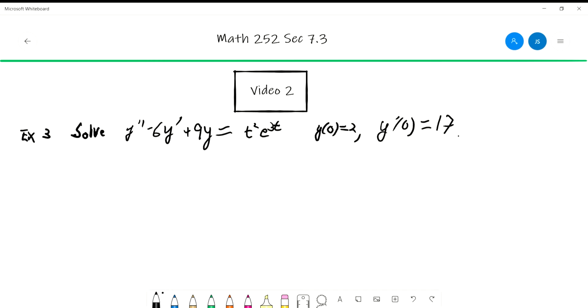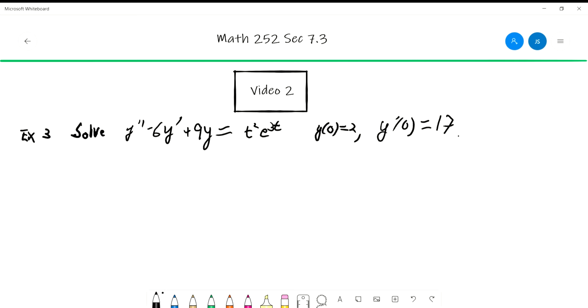Math 252, section 7.3. This is video 2. We're going to do example 3, and depending on how long it takes, we might do example 4 too, but example 4 will likely be the next video. Example 3 from the book.